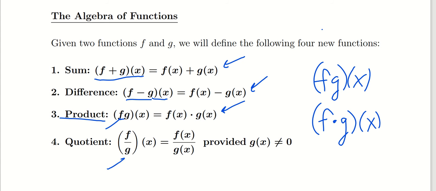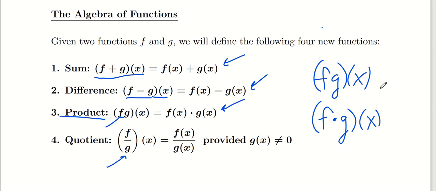And then lastly, the quotient function, f divided by g of x, is found by taking f of x divided by g of x.